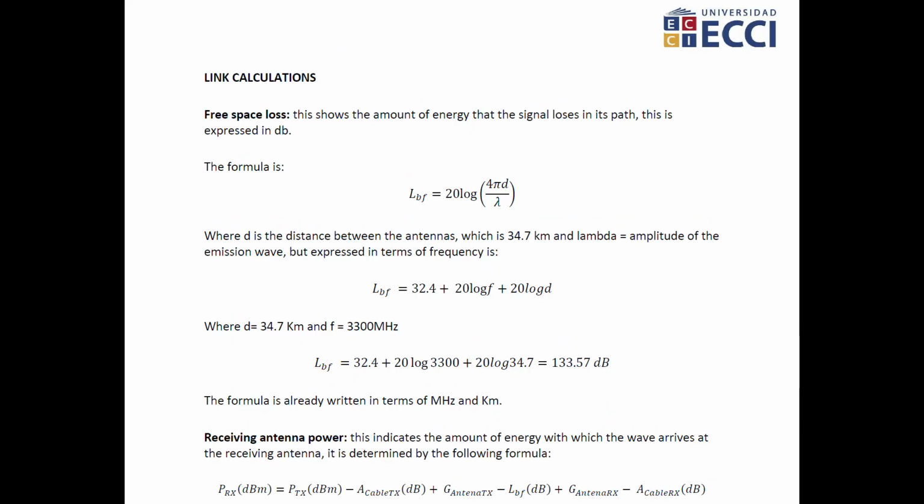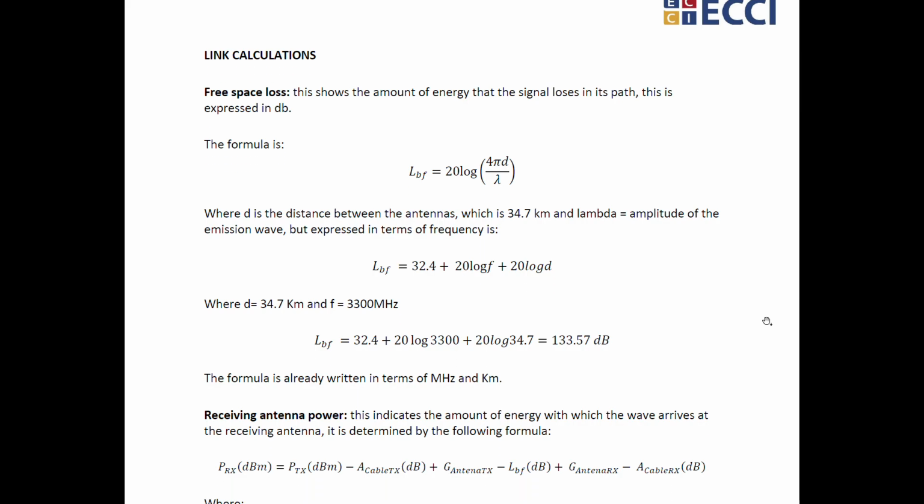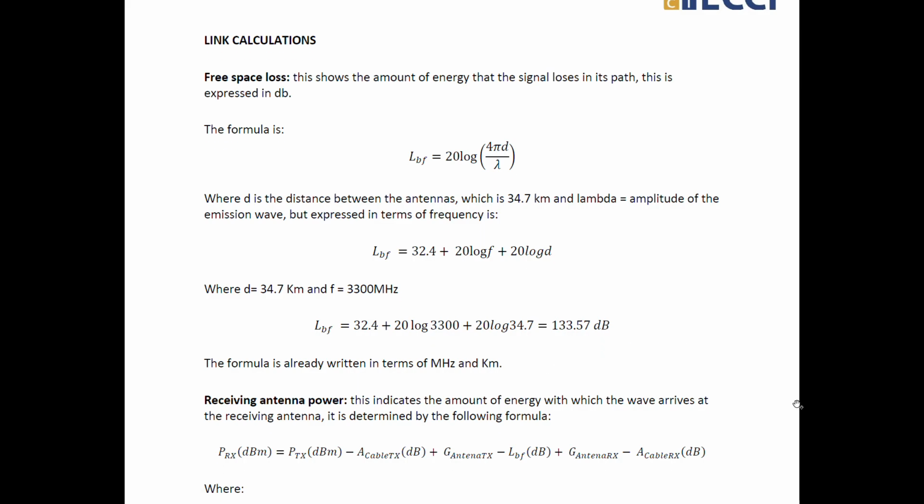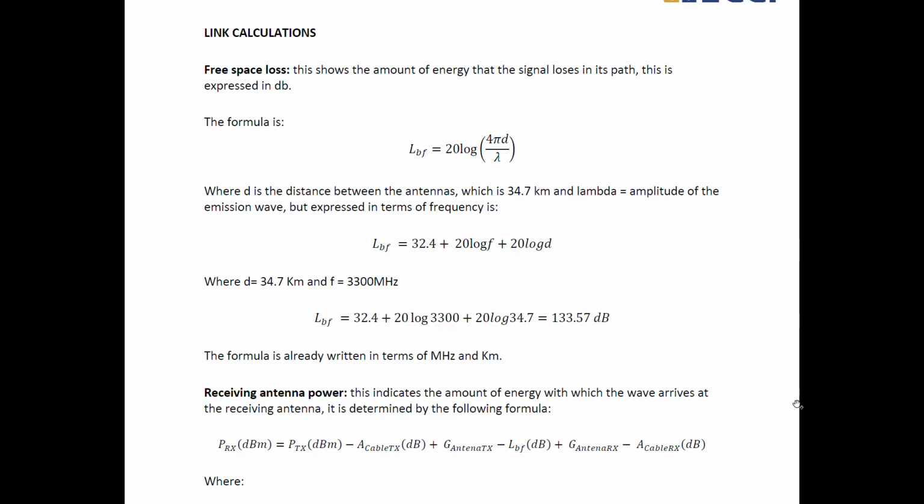And here we start with the calculations for the radio link. The first calculation is the free space loss, which shows the amount of energy that the signal loses in this path. It is expressed in dBs. For this case it is 133.57 dBs.